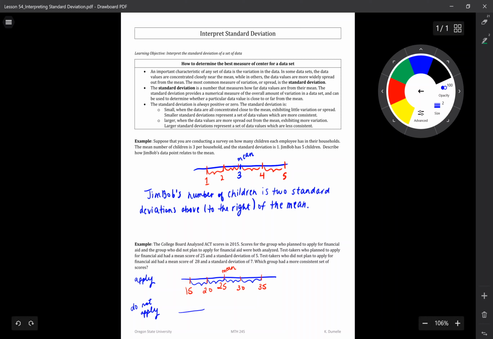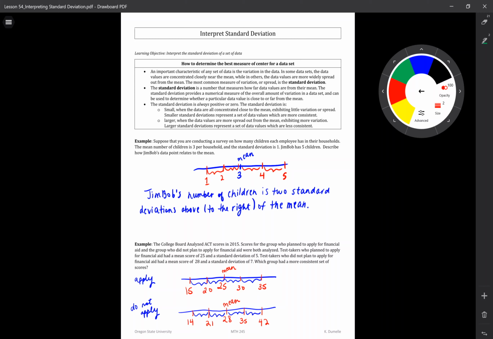What about for those who do not plan to apply for financial aid? They have a mean of 28. If I go one standard deviation above the mean, since the standard deviation is 7, this would be 35. 2 standard deviations would be 42. If I go 1 standard deviation below, that would give me 21, and 2 standard deviations below would be 14. So which group had a more consistent set of scores?